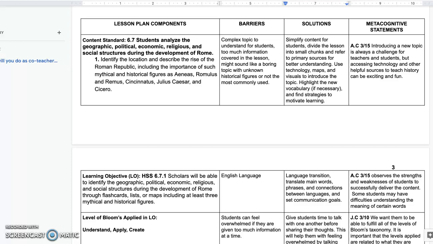Okay, so for my lesson, my content standard was 6.7. Students analyze the geographic, political, economic, religious, and social structures during the development of Rome. So they're supposed to identify the location and describe the rise of the Roman Republic, including the importance of such mythical and historical figures as Aeneas, Romulus and Remus, Cincinnatus, Julius Caesar, and Cicero.